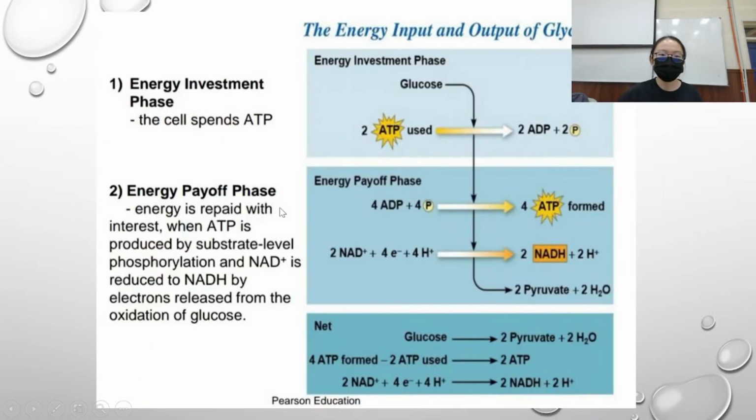Okay. So in the energy investment phase the cell spends ATP, and the energy payoff phase means that by substrate level phosphorylation, NAD plus is reduced to NADH, electrons are released from the oxidation of glucose, and the energy is repaid when ATP is produced. Okay, so actually what is substrate level phosphorylation? Substrate level phosphorylation means we gain the phosphate group from a compound which is phosphorylated. Okay, later we will see this.